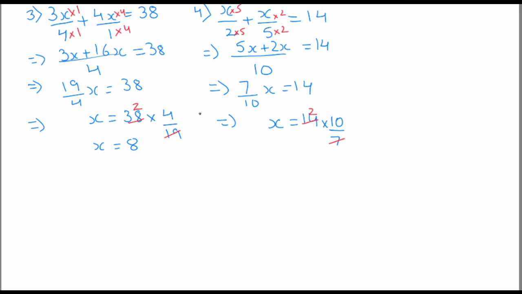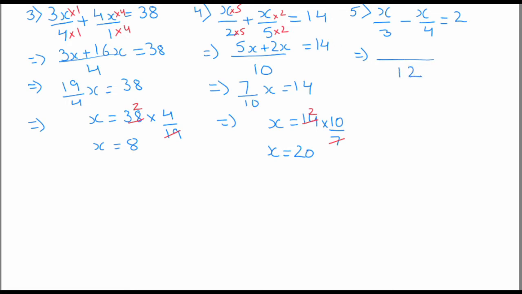Now the value of x will be 2 tens are 20. Coming to the fifth question. Fifth one is x by 3 minus x by 4 equals 2. The LCM of 3 and 4 will be the multiple of them, that is 12.